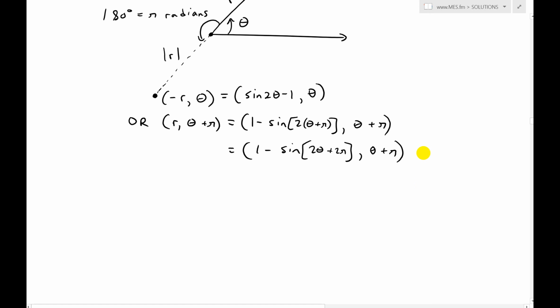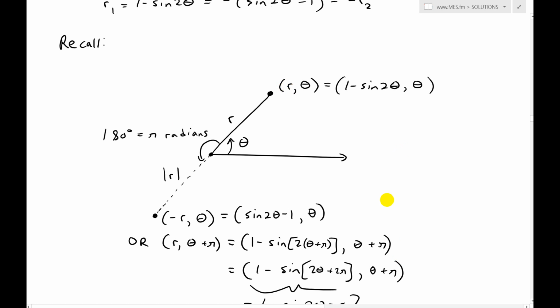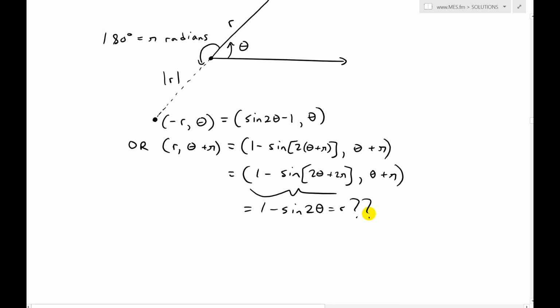So now the question is, if this is actually r, does this actually equal 1 minus sine 2 theta, which equals r? That's the question. That's equal to this r right there. And in fact, it does, as I will show you.